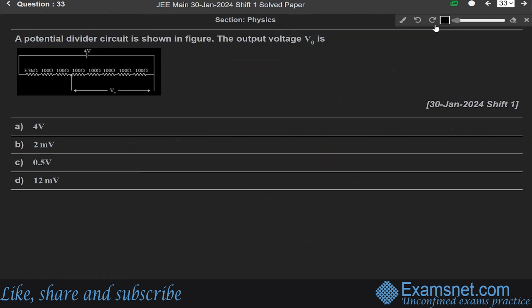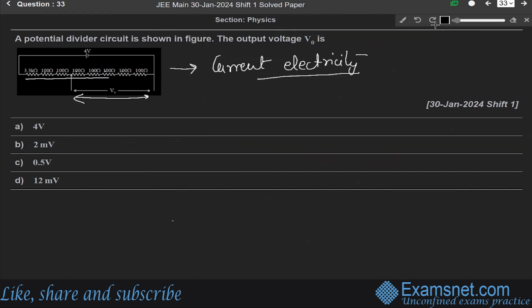Now question number 33. A potential divider circuit is shown in the figure. We have to find the output voltage V0. This question is from the chapter of current electricity. From this circuit diagram, we see 1, 2, 3, 4, 5, 6, 7, 8. These 8 resistors are in series, so we add them algebraically and we get 700 ohm.